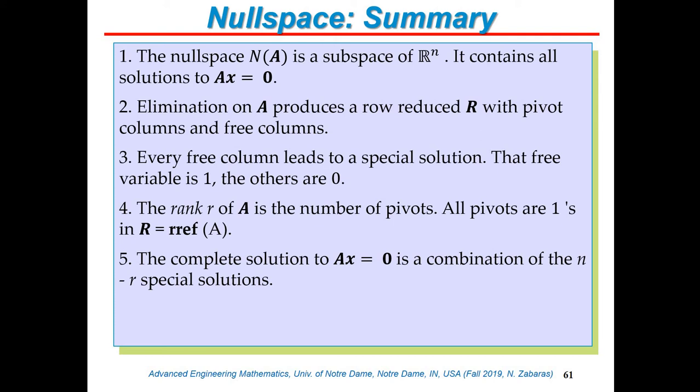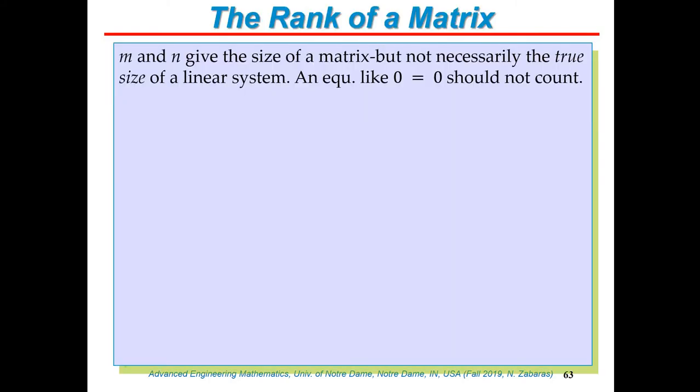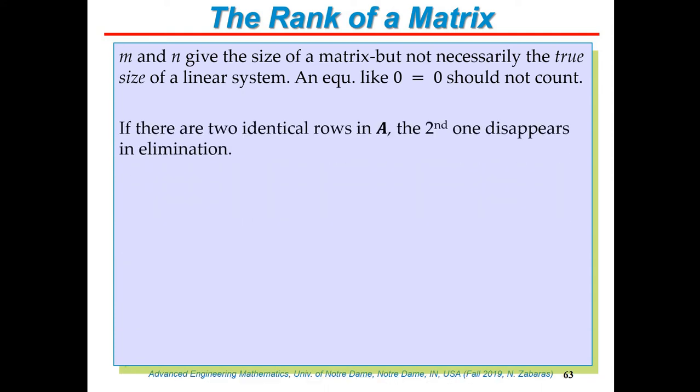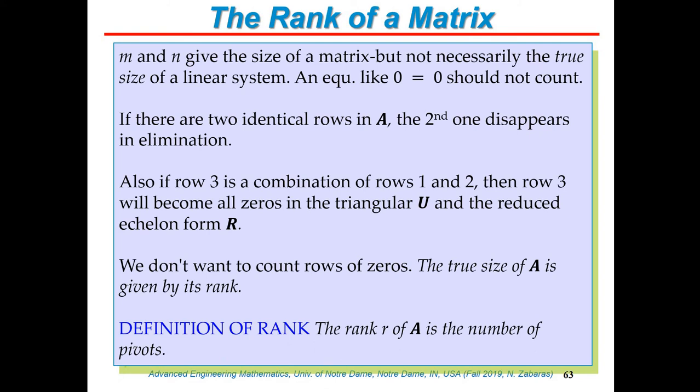and n minus r is the dimensionality of the null space. So let me just finish, because it has been a long lecture. Let me finish with a few words about the rank of the matrix. We started with the matrix M times N, and we said that this is not the true size of the matrix. The true size of a matrix is the size that has accounted for rows that are dependent and columns that are dependent. So the true size of the matrix is really the rank of the matrix as we have seen it. And the rank of the matrix in this particular lecture was defined as the number of the pivots in this row reduced echelon matrix R that we define by row combinations of the original matrix A.